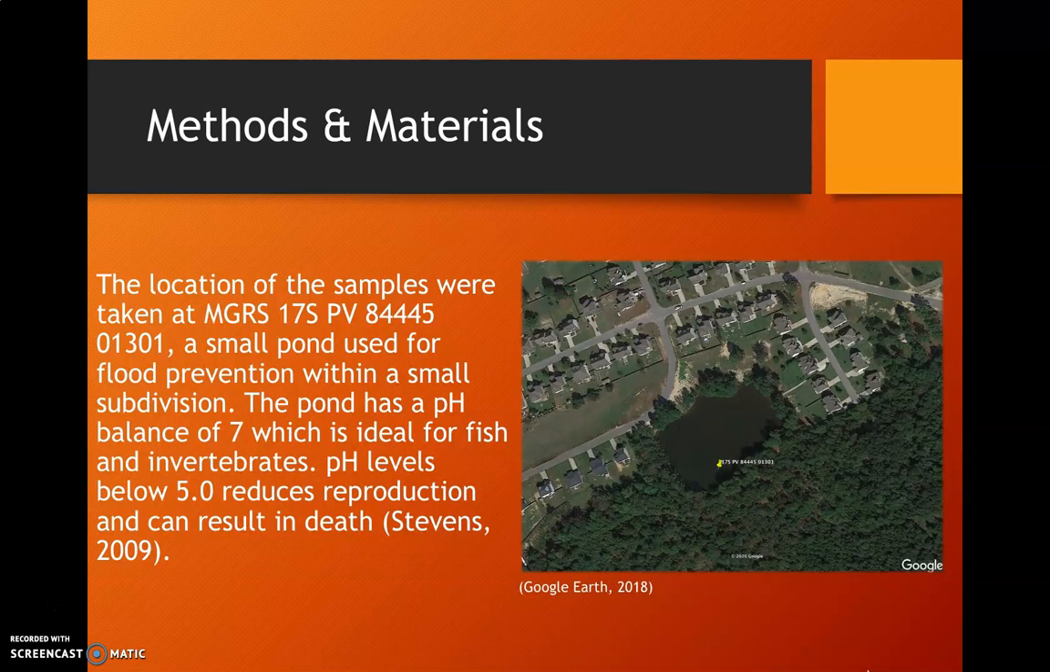The location of the samples were taken at MGRS 17 Sierra Papa Victor 84445 01301, a small pond used for flood prevention within a small subdivision. The pond has a pH balance of 7, which is ideal for fish and invertebrates. pH levels below 5 reduce reproduction and can result in death.